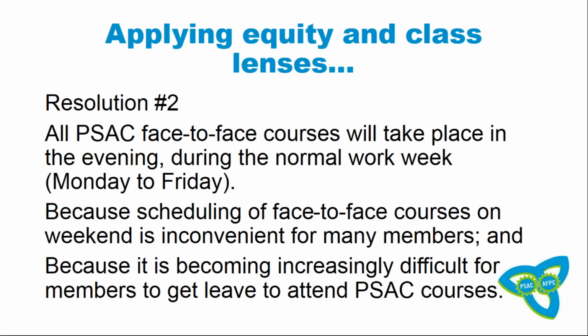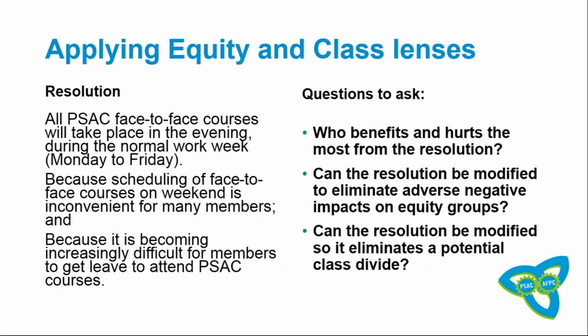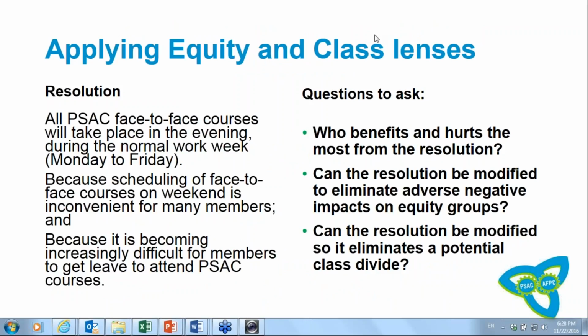So here's another resolution that I want us to look at for a second, and I want us to apply an equity and class lens to this. We can practice applying this by asking ourselves the following questions. On the side, it says, who benefits or hurts most from the resolution? Can the resolution be modified to eliminate adverse negative impacts on equity groups, and as well modified so that it eliminates a potential class divide?